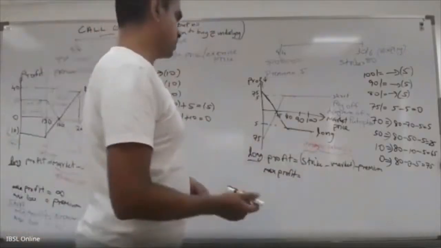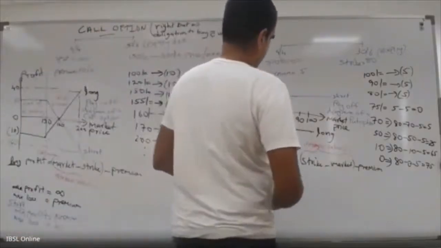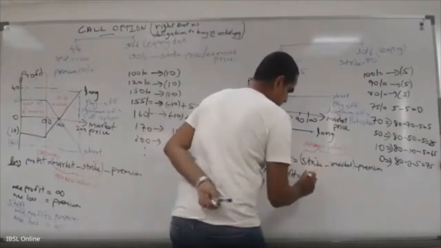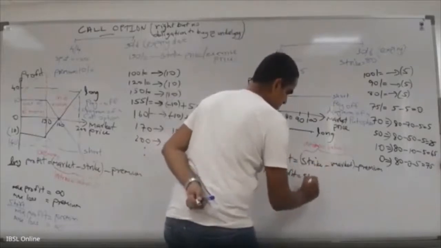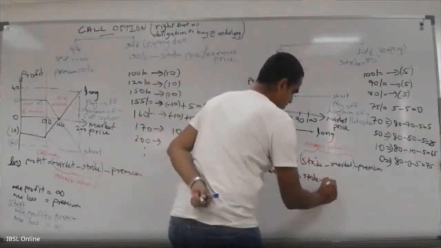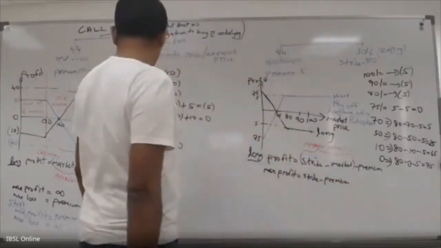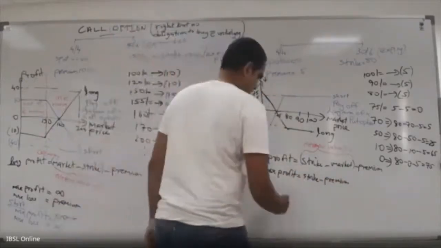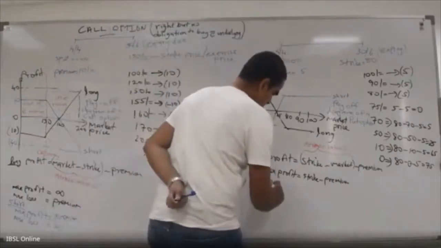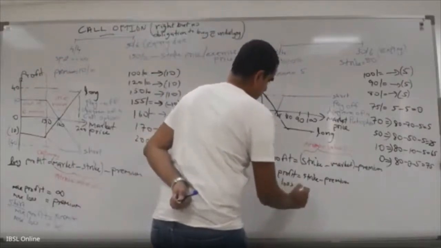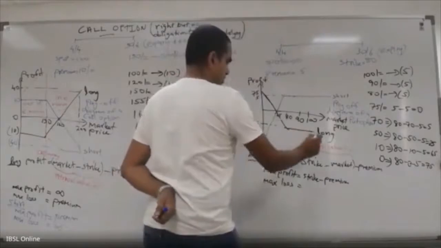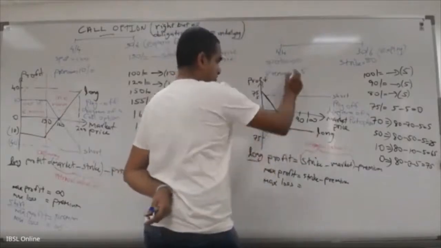The maximum profit is when the market is 0, so it's strike minus premium. Whereas in the call option, maximum profit was infinite. Again, maximum loss: if you're long, the maximum loss is going to be 5 rupees, the premium of 5.